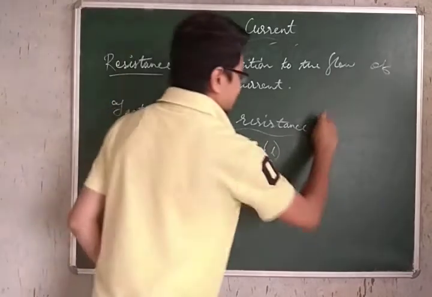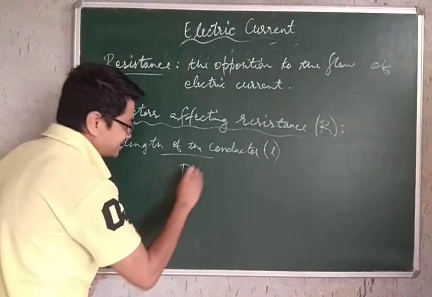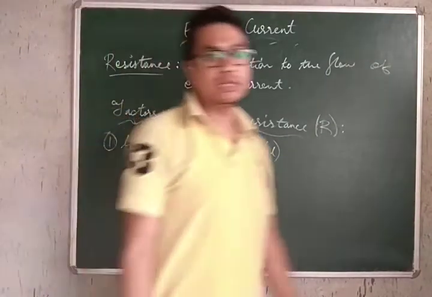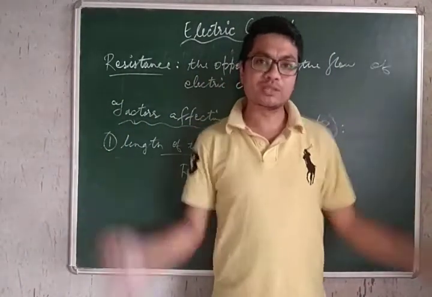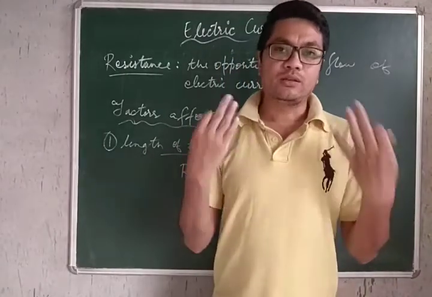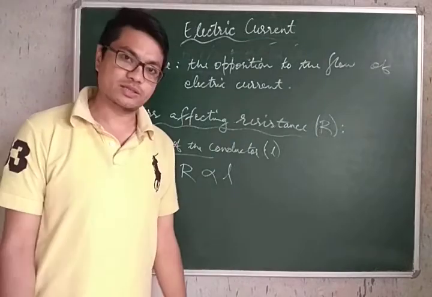So if resistance is denoted by a capital R, then resistance is directly proportional to the length of the conductor. So to say, the longer the length of the conductor, the more is the resistance of the conductor. The shorter the length of the conductor, the lesser is the resistance of the conductor. No length, no resistance, of course.